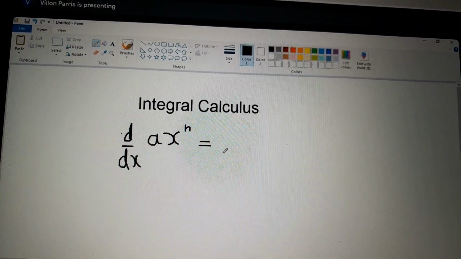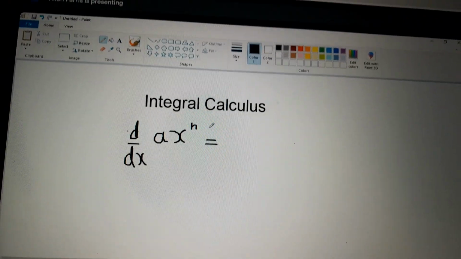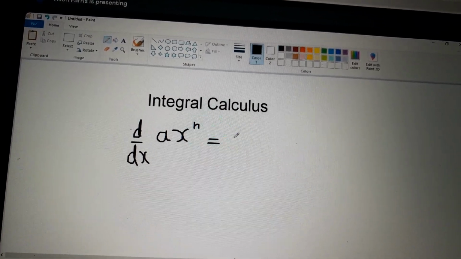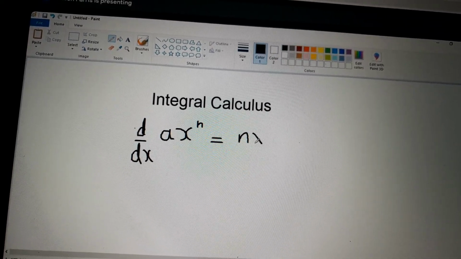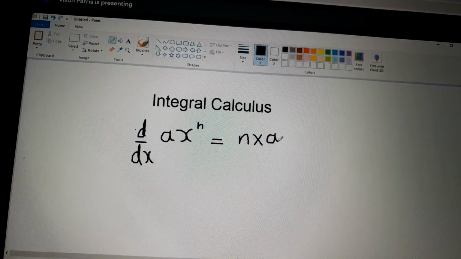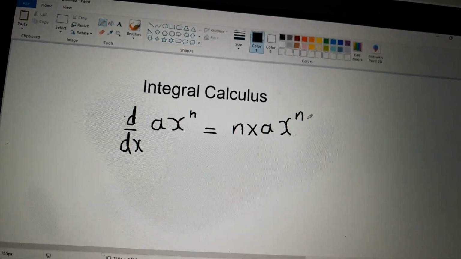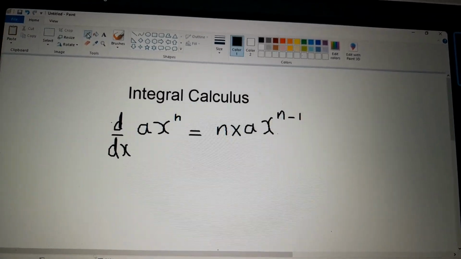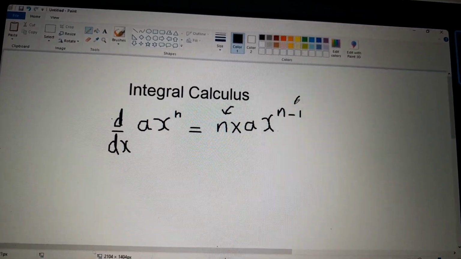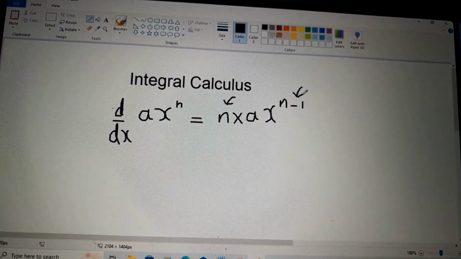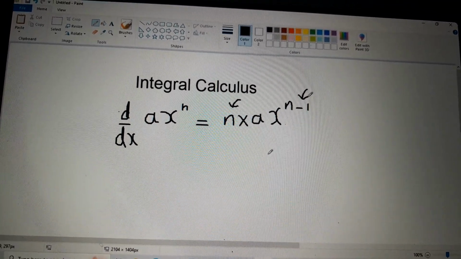Sir, n multiplied by a multiplied by x to the n minus 1 in the power. So we multiply by the power, basically. So it will be n times a, very good, with our x to the n minus 1 power. So basically we do two things, right? We multiply by the power and we subtract 1 from the power. Isn't that so? Yes, sir. Good. So that's what differentiation is all about.